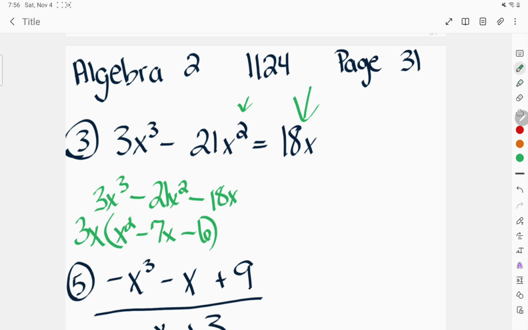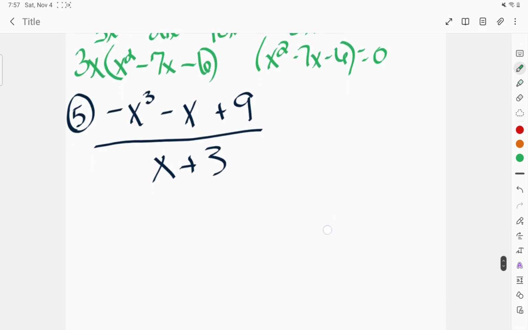It does not factor any more than that because since this is a negative, my signs are different, and I'm going to be subtracting. There are no factors of 6 that when subtracted are going to give me 7. So this is as far as this goes. So what I do is I set 3x equal to 0, and then that whole problem gets set to 0. Okay?